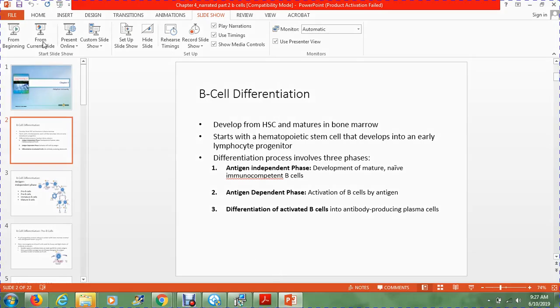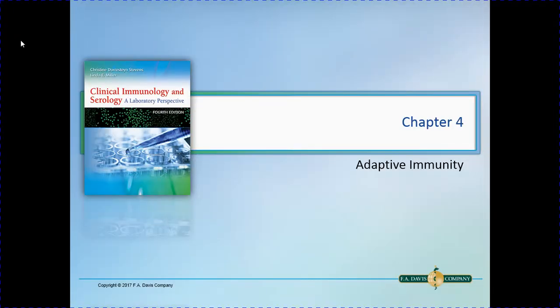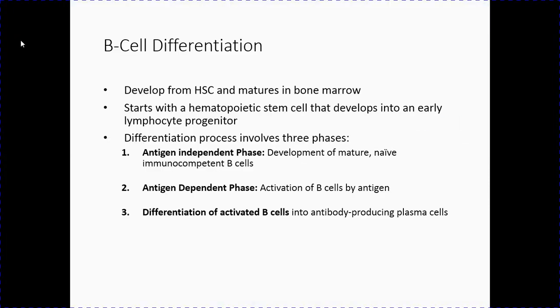All right, this is part 2, a continuation of chapter 4, adaptive immunity. We just went through a general overview of the adaptive immune system and T and B cell differentiation. Now we're going to look at B cell differentiation.